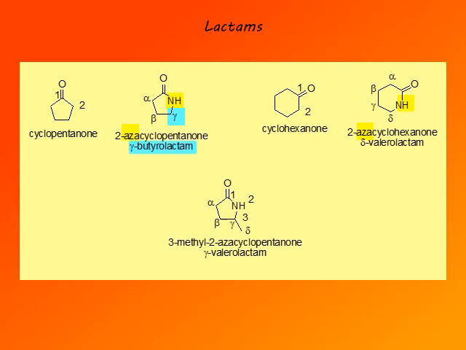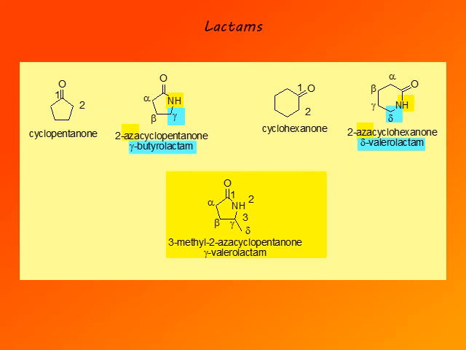Here is another example. That's a 6-membered ring, so that will be cyclohexanone. When we name it according to IUPAC nomenclature, that becomes 2-aza cyclohexanone. According to trivial nomenclature, there are 5 carbons in a chain, that's valeric acid, so valeric acid becomes valerolactam. Nitrogen is attached to the delta carbon, so this is delta valerolactam.